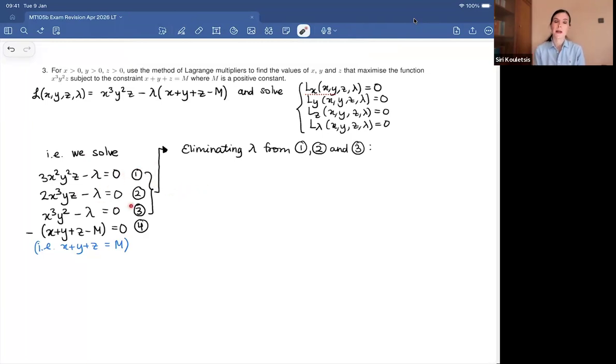But if we make lambda the subject here of equation 1, we just add plus lambda to both sides, or if you like, send minus lambda to the other side, you get lambda equals 3x squared y squared z. Similarly here, equation 2 becomes lambda equals 2x cubed yz. And the third equation becomes lambda equals x cubed y squared. So we can now equate these three expressions for lambda.